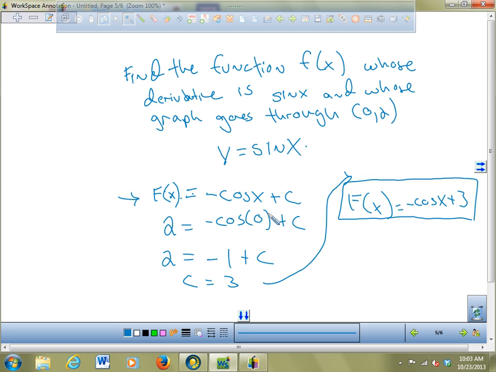Okay, so I'm going to do an example that you'll like because it involves physics. All right, you like physics, right?